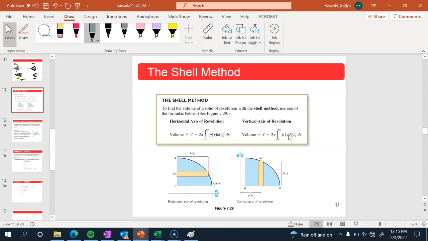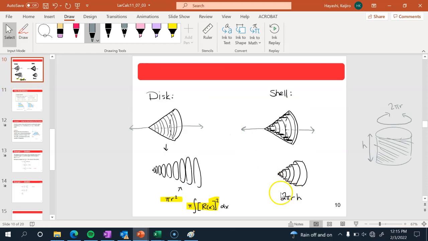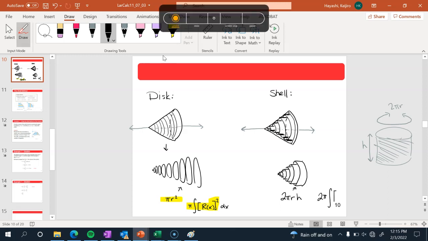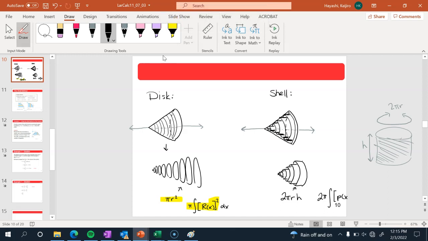So the formula is going to be that 2 pi is going to be on the outside, with an integration sign. And I guess to reduce confusion, they use p of y instead of r. Sorry, p of y, because these little slices are going to be oriented dy. For any given shape, one method is going to be dx and the other method is going to be dy.